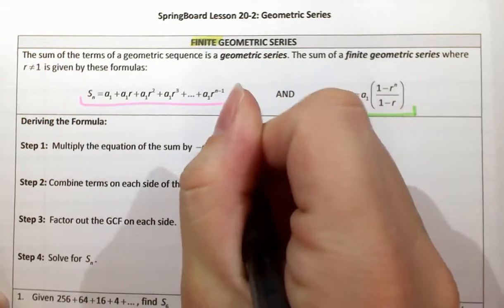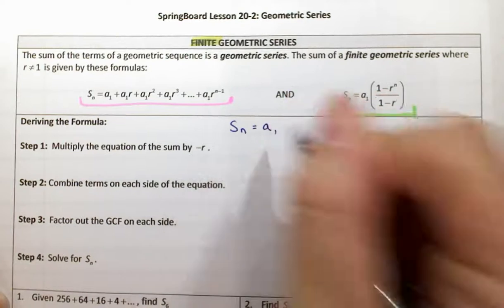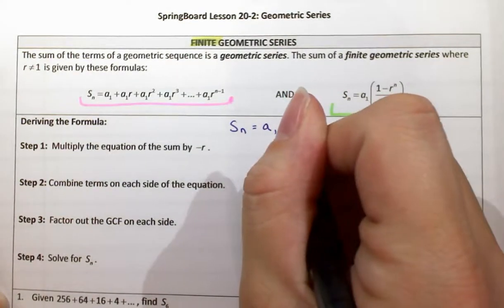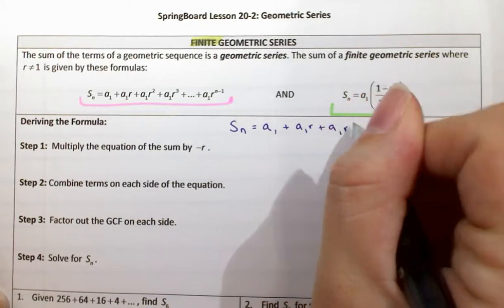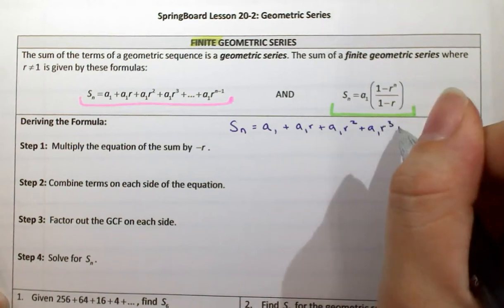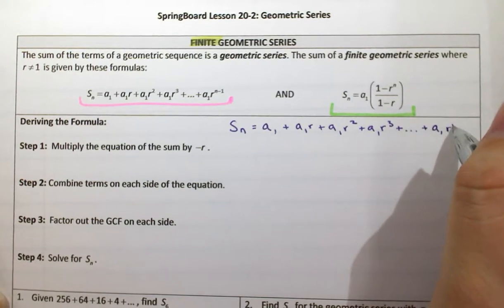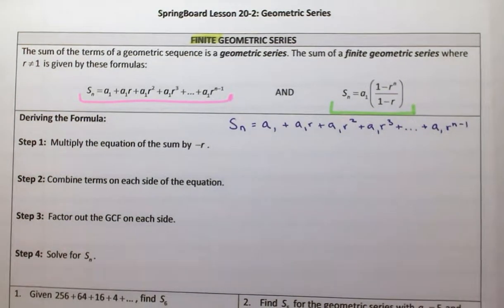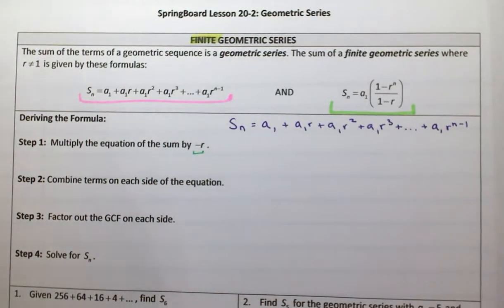To derive this formula, we're going to start by using the common sense formula, the original formula. So it says S sub n equals a sub 1 plus a sub 1 times r, and so on. And the first step in actually deriving this formula is to multiply the equation by negative r. So we're going to take this equation here and multiply every single term by negative r.